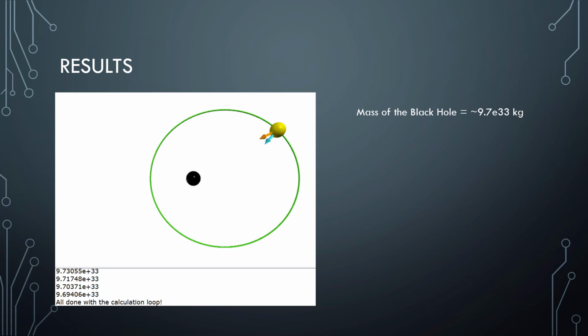This is the graph that we got for the orbit after we used that calculation. As you can see, you have the force and position arrows, and we also can see how the black hole is not a perfect mass, but it's around 9.7 times 10 to the 33 kilograms, which is what we got our mass of the black hole to be.